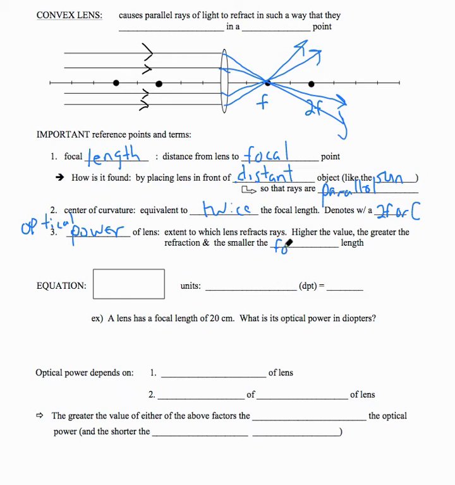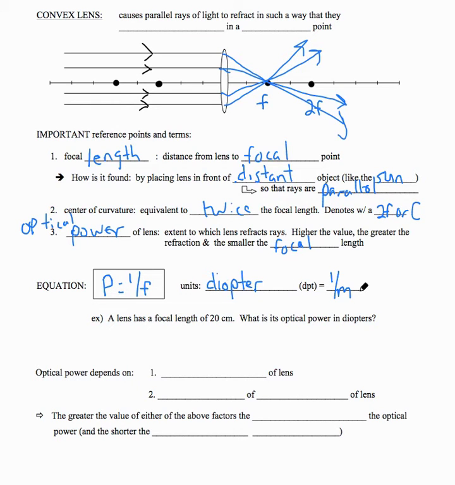The equation is fairly straightforward. The optical power of the lens, P, is nothing more than 1 over the focal length. The unit is an interesting one called the diopter. By definition, a diopter, D, is 1 over meters. If the focal length is in meters, then we can say the power is a certain number of diopters. It's very, very important that it is in meters.